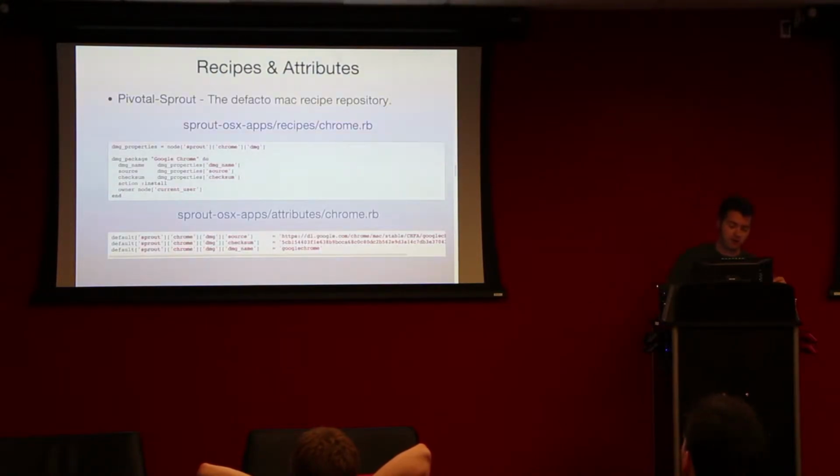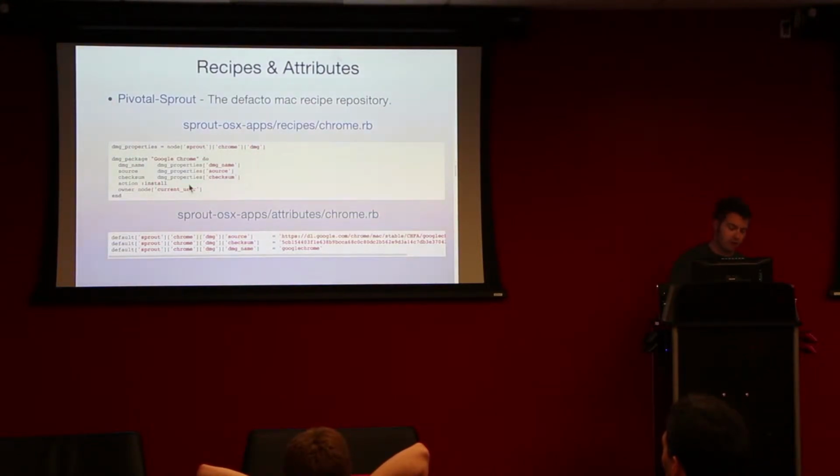So let's talk a little bit about what a recipe is. This is the heart of what Chef Solo is going to execute, and it's relatively straightforward. So you have recipes and an attribute file. They are named the same, and they pair up with each other. So this one, for instance, installs Google Chrome. It uses a DMG package provider. And then you send it some attributes, such as the name. That's what it mounts as. The checksum, so that when you download it, it doesn't give you something bad. And what you want to do, like an action, is install.